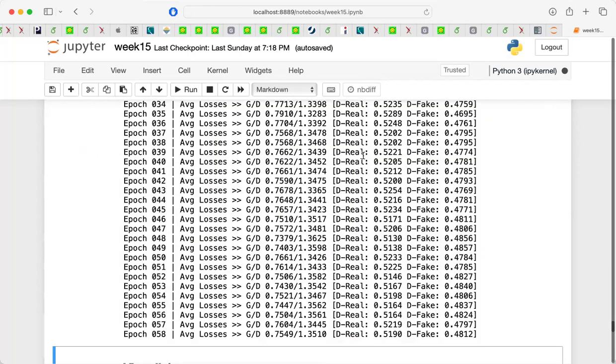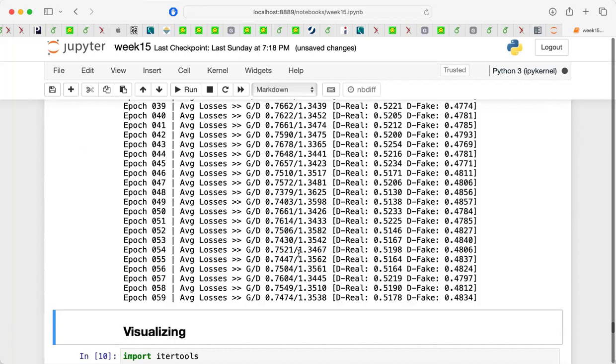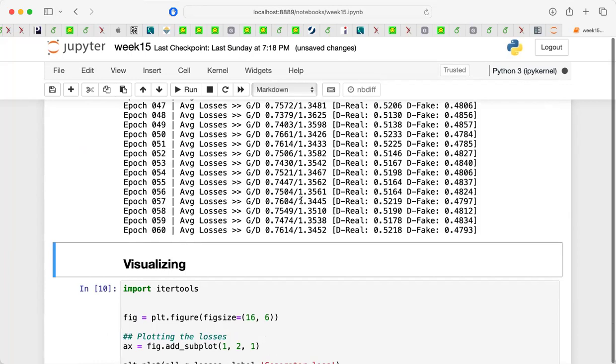Now, this code is still running here, so it's soon done. I think I had 60 epochs. I don't remember exactly.